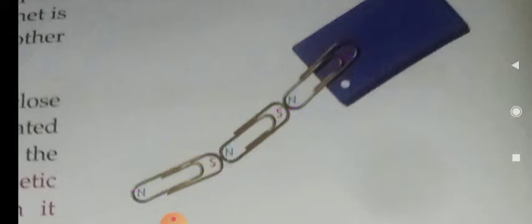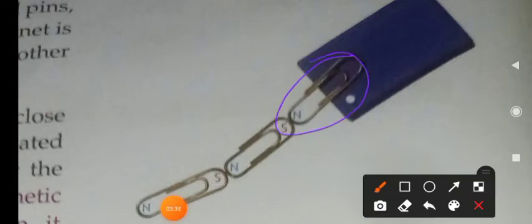Children, did you understand this? This behavior is called magnetic induction. Do you understand what magnetic induction is? This magnetic induction can be either temporary or permanent. Here, the example we have discussed is an example of a temporary magnet. Once the first clip is removed from the magnet, what happens? Automatically the other two will fall down because of lack of magnetic power. So this is an example of a temporary magnet.